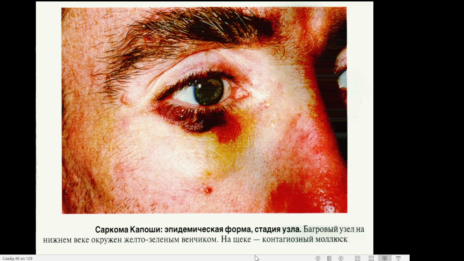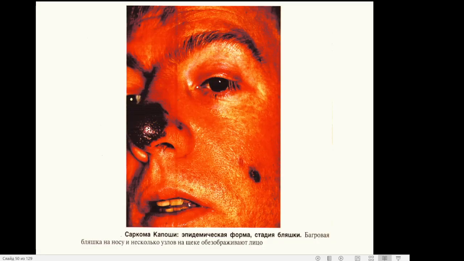Here, Kaposi sarcoma on conjunctiva with dark foci. Additionally, dermatitis in the patient. Damaged nose with Kaposi sarcoma.